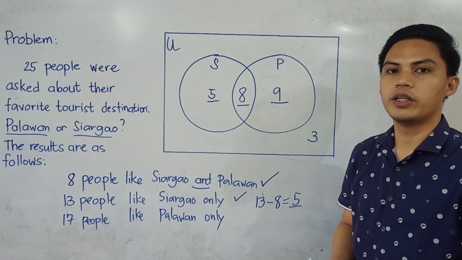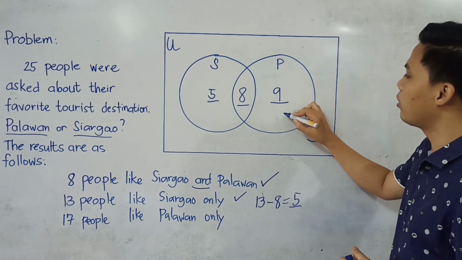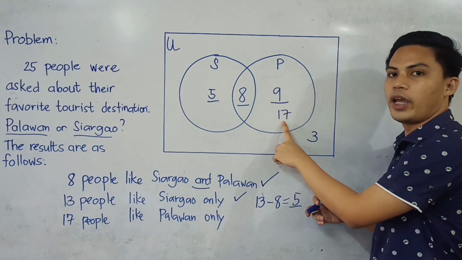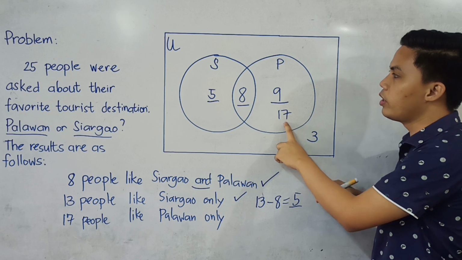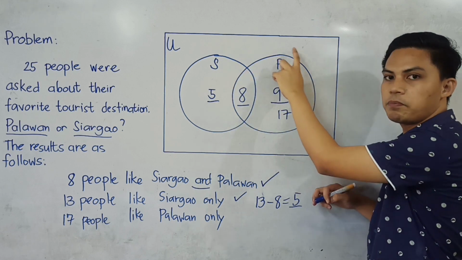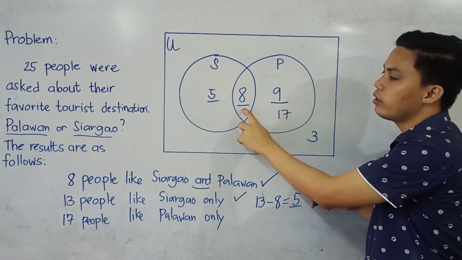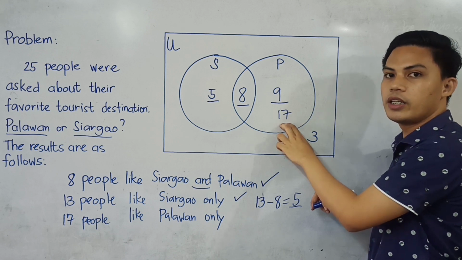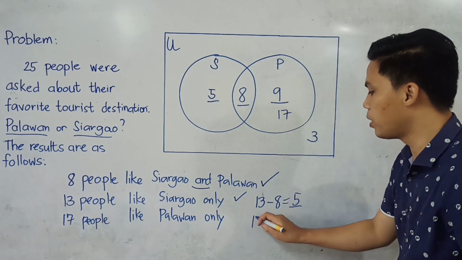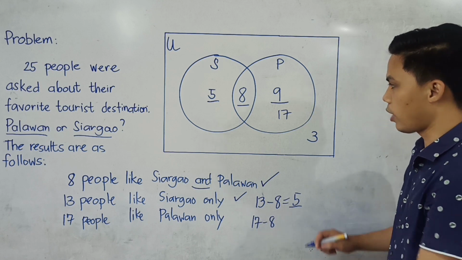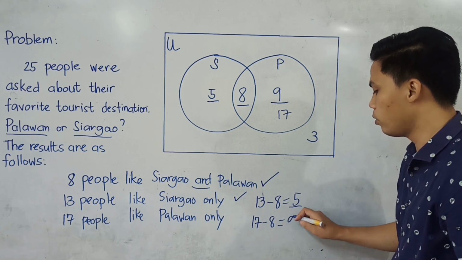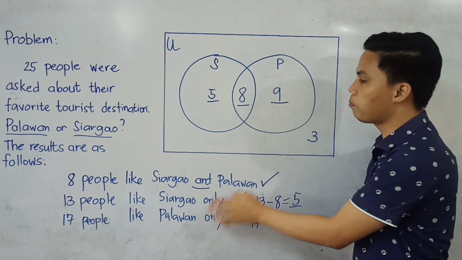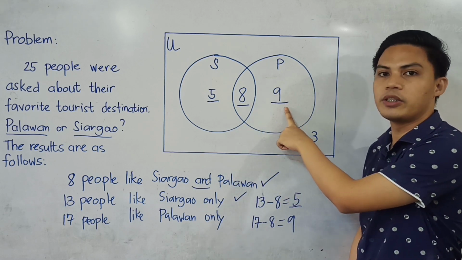17 people like Palawan only. So again, make sure na hindi agad ilalagay yung 17 as our answer dito sa region na ito. Okay, gaya na ginawa natin kanina, yung 17 is just the total of this set yung set P. So alam natin na yung 8 is member pa rin ng set P. Kaya, kailangan natin bawasan ng 8 si 17. So, ang magiging solution natin dito would be 17 minus 8. So, 17 minus 8, that is equal to 9. Therefore, there are 9 people who like Palawan only. So, 9 lang yung isusulat natin dito.